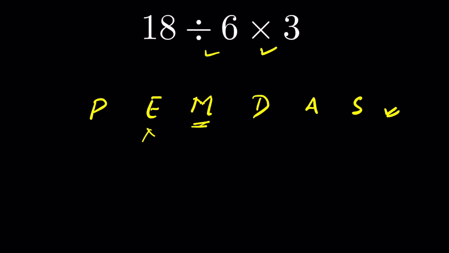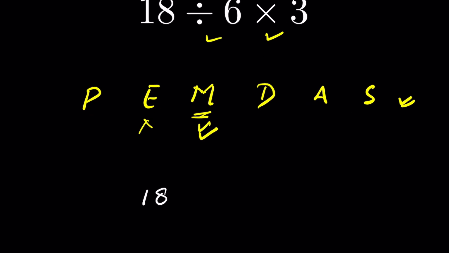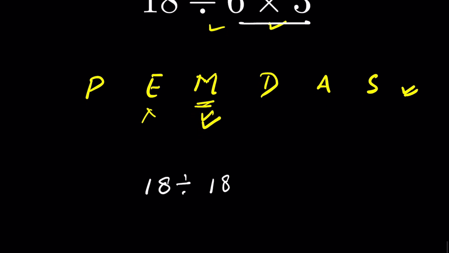So as per PEMDAS, you will solve multiplication first. So 6 times 3 is 18. 18 divided by 18, answer is 1. So if you follow PEMDAS, you're getting 1 as the correct answer.